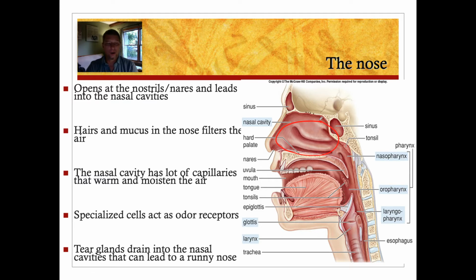And so the point of those capillaries is to warm up the air that you're breathing in and moisten it as well. This is not so important in warm weather, but when it's 10 degrees out and you're breathing in all of that very, very cold air, you don't want 10-degree air to make it all the way down to your lungs, because you could damage the very delicate tissues in your lungs at that point.